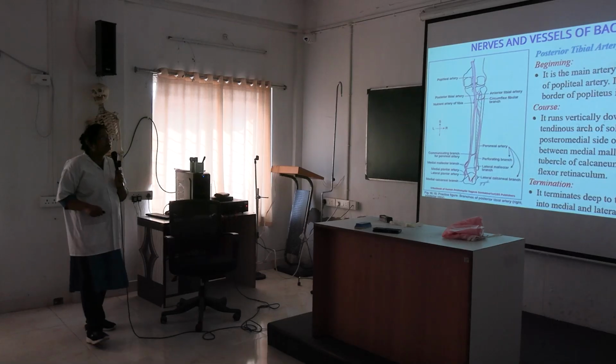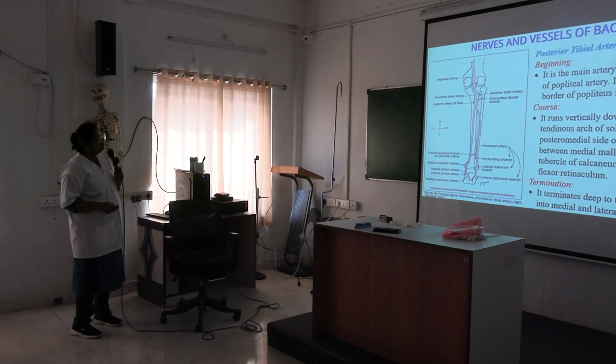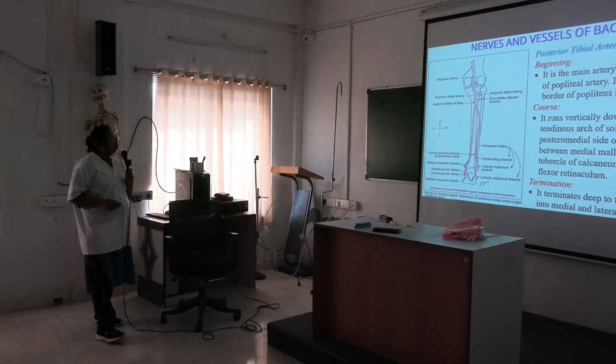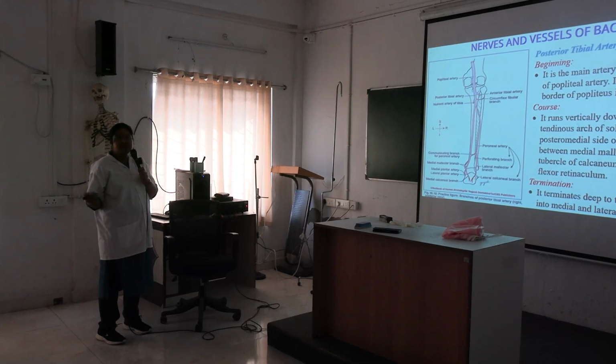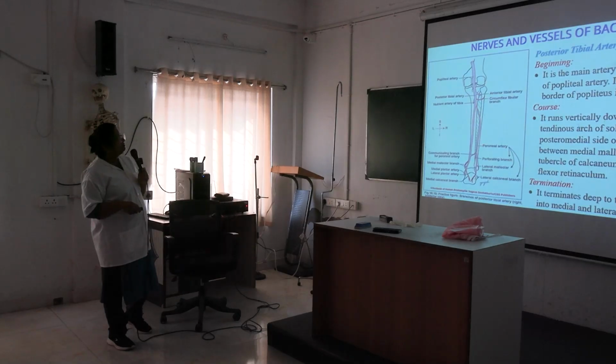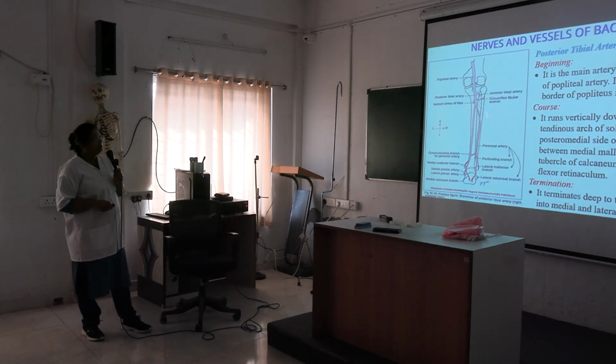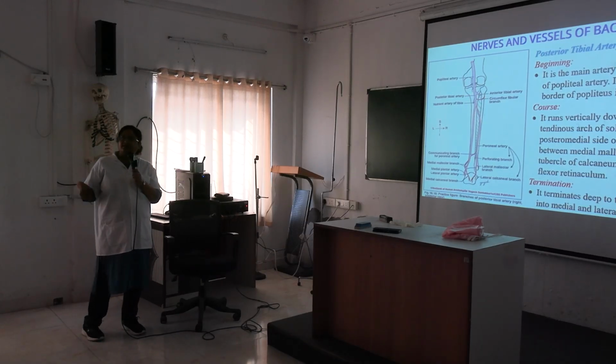Next is the artery of this compartment, the posterior tibial artery. This is one terminal branch of the popliteal artery. The popliteal artery divides into two branches, anterior tibial and posterior tibial. Anterior tibial goes to the anterior compartment and posterior tibial lies in the posterior compartment. The peroneal artery is a branch of posterior tibial and goes to the lateral compartment.